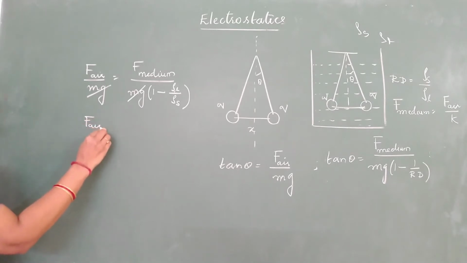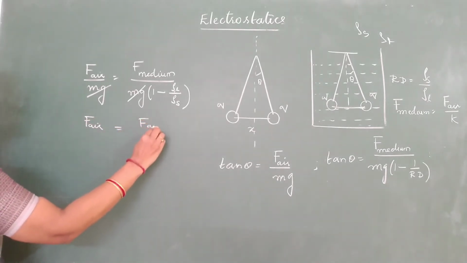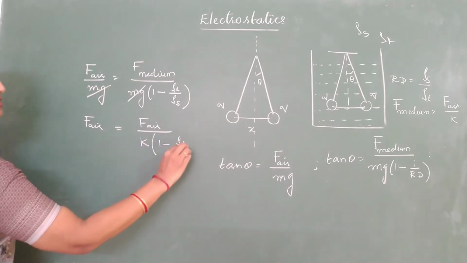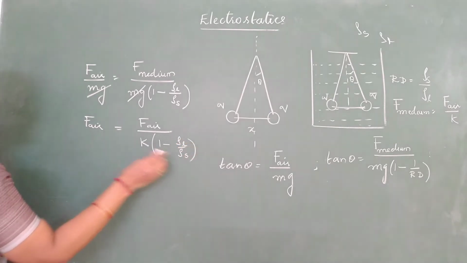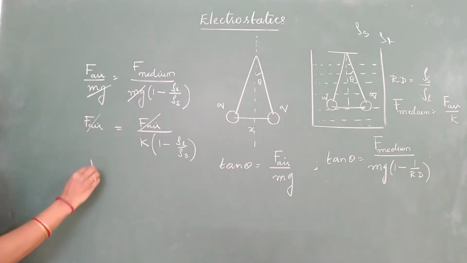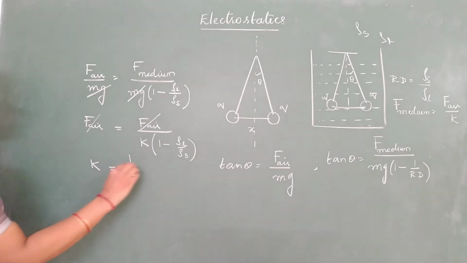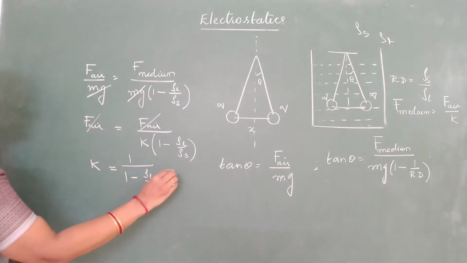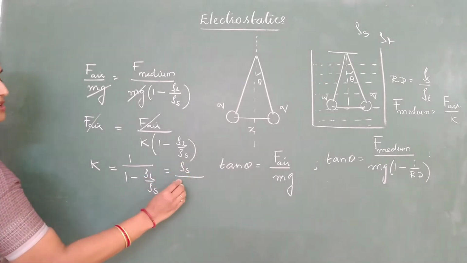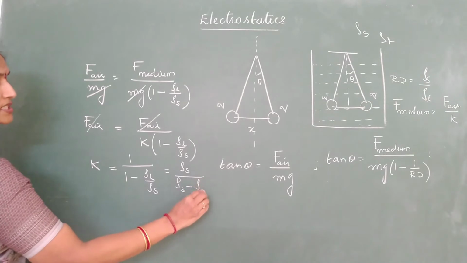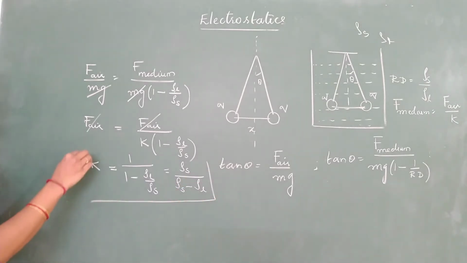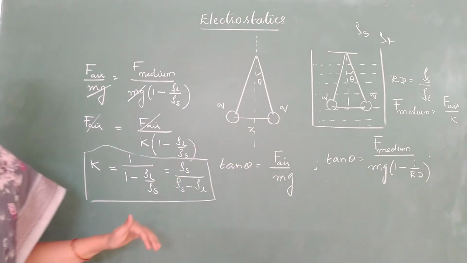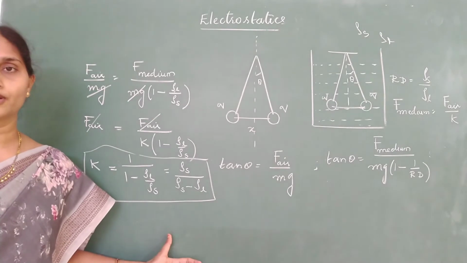So force in air is equal to force between the charges in air divided by dielectric constant into 1 minus density of liquid by density of solid. Cancel this, bring the k to the left hand side. So dielectric constant is 1 by 1 minus density of liquid by density of solid, nothing but, taking LCM, density of solid by density of solid minus density of liquid. You can remember this expression provided the angle is not going to change. So this type of questions can also be given regarding pendulums.